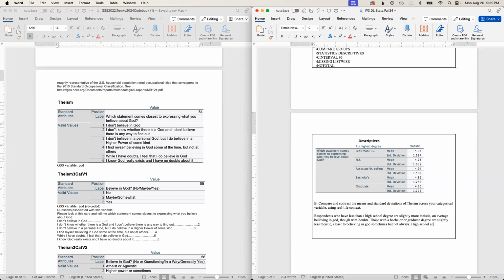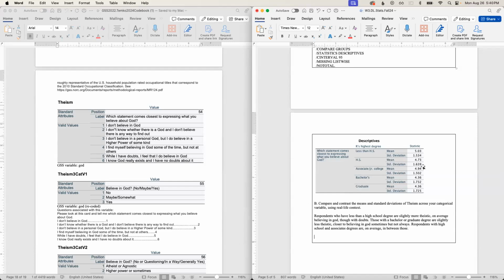Respondents with high school and associate's degrees are on average in between. So again, there's not too much difference, but we can see that there is some, and that folks with less education are a bit more theistic, although they're all again in this kind of 4 to 5 range.